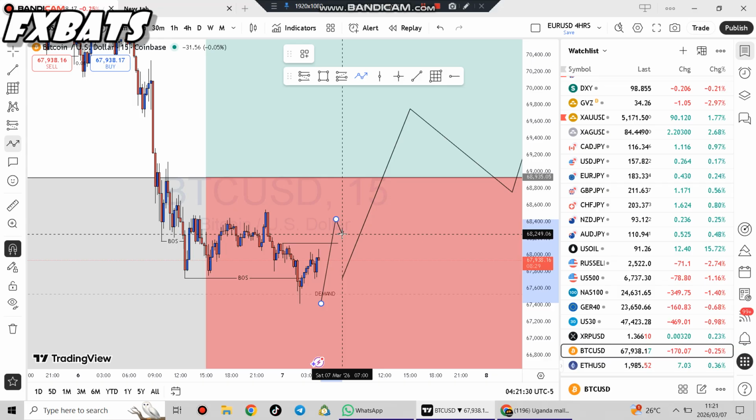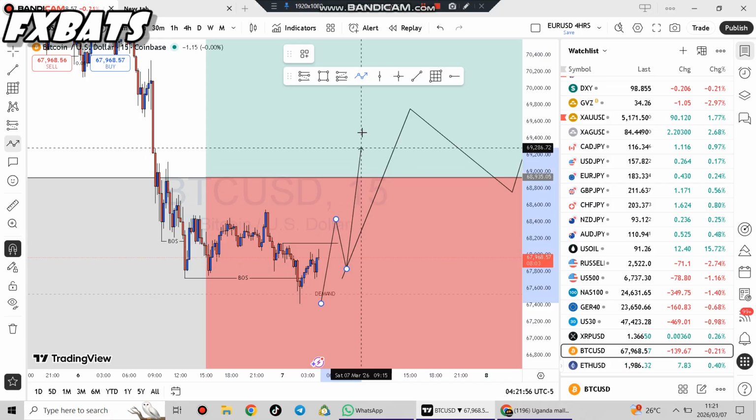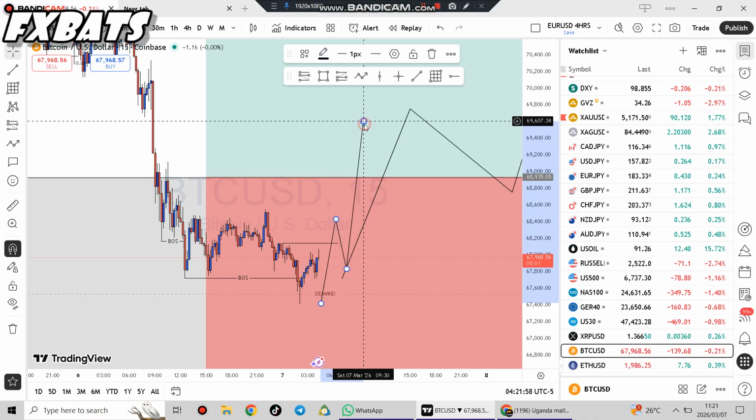When price displaces, it leaves behind an imbalance and a valid area of demand. So this is what I'll also be waiting for. Displacement upwards, price taking out the most recent short-term high, then leaving behind an area of discount. It can be a fair value gap, that's an imbalance, or a demand. So I'll wait for price to retrace back again to demand so that I can take a buy.